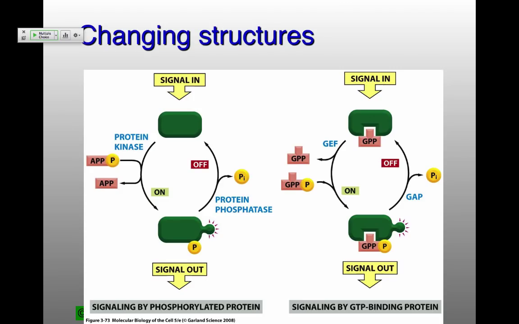So let's talk about some of those examples here. Basically, what we're trying to do is we're trying to change the function of a particular protein. How are we going to change function? We're going to change structure. So a number of different ways of doing this. These are the most common ways. The most common is phosphorylation, which is taking a phosphate and putting it onto one of the amino acid side chains. This is a covalent change that happens.